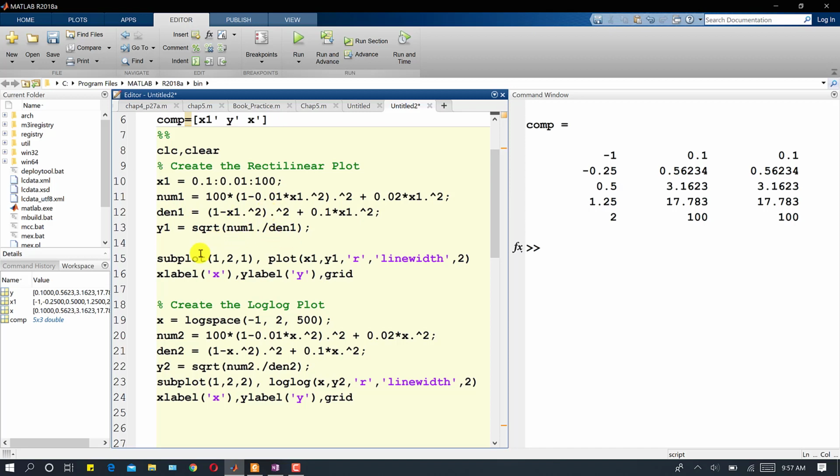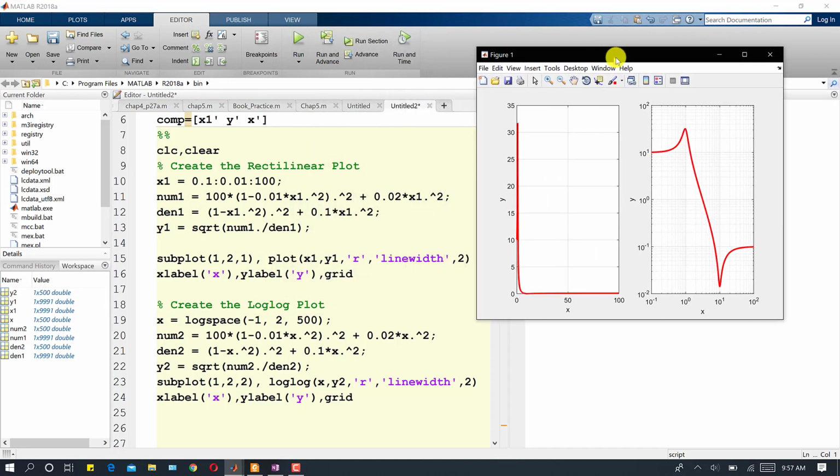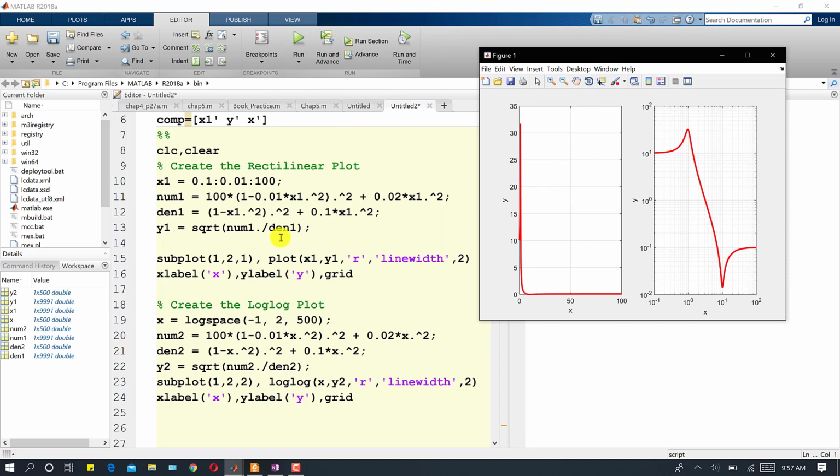Then we will use the subplot function, that is 1 to 1, and plot this x1 versus y1. So now if I run this, let's compare it with the graph. This is the subplot 1 to 1, so it is the simple plot. So plot x1, y1, and r is the red color, line width 2, you people already know this, then xlabel and ylabel. So while using this subplot function 1 to 1, we have plotted this simple plot of this function.